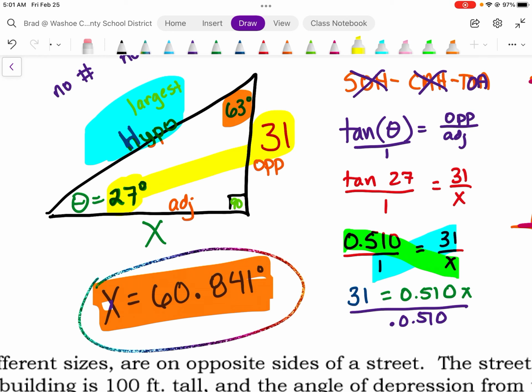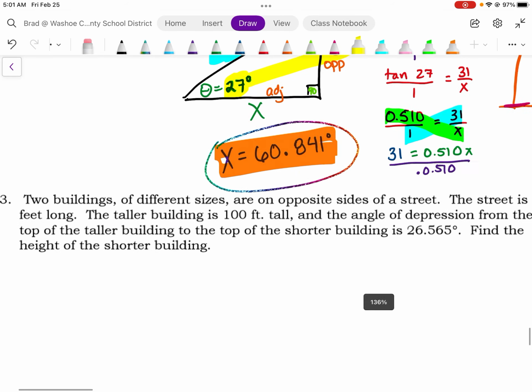Because a bigger angle is going to have a bigger side. So that's a good way to look at your answers and say, does it make sense? So please use that as you're doing these word problems to help you out.